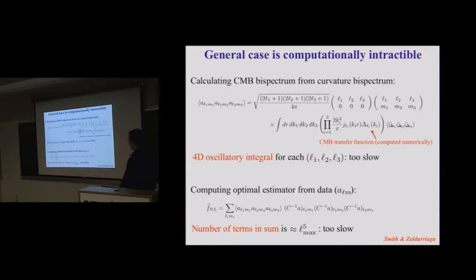And then if you try to be completely general and write down the optimal estimator for estimating an arbitrary CMB 3-point function from data, this turns out to be a sum over multipoles of the CMB that contains l_max to the 5th terms. So with l_max around 1,000 in WMAP, that would be 10 to the 15 terms. Too slow to do this, even with a large computer, especially given that we need to do this with many Monte Carlo simulations to set statistical errors.